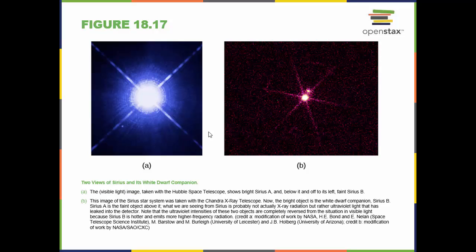Here we see two views of Sirius and its white dwarf companion. So these are binary stars, and the first shows visible light that was taken with the Hubble telescope, and it shows the bright Sirius A, and below it and off to its left is the faint Sirius B.